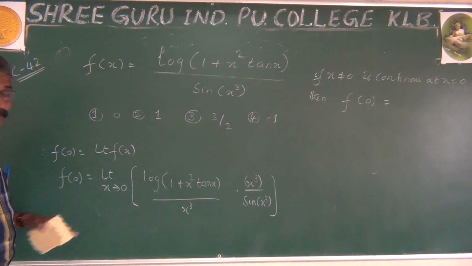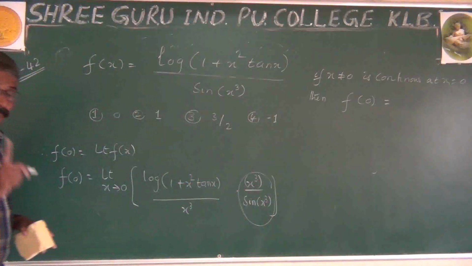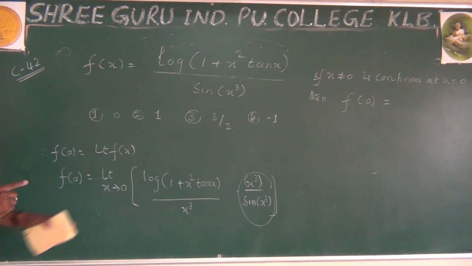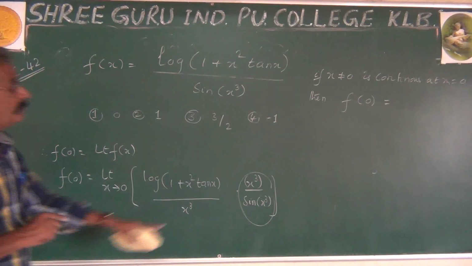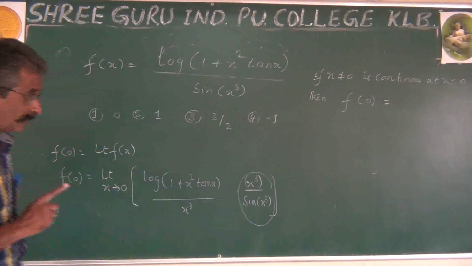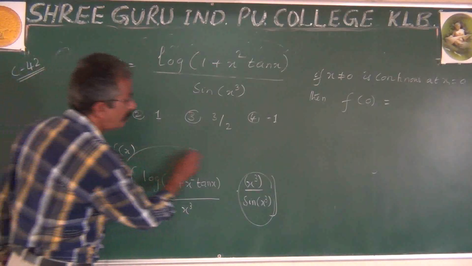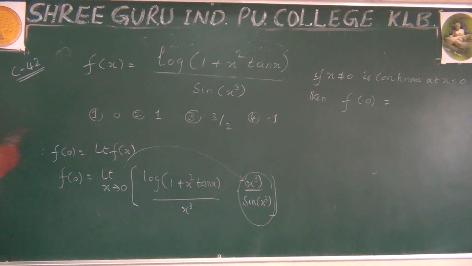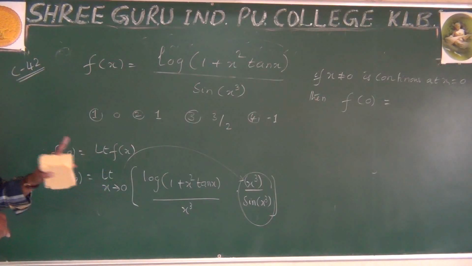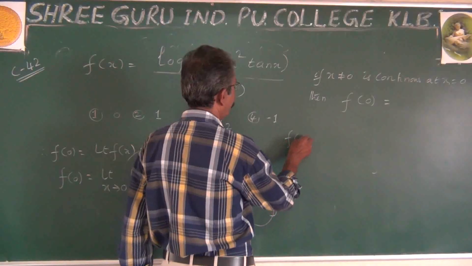I multiply and divide by x cube so that this part will become 1. It is just like limit of theta by sin theta. So limit of theta by sin theta value is 1. I multiply and divide by x cube so that this part will become just like limit of theta by sin theta with theta tends to 0, 1. So this part will be 1. So now f of 0.